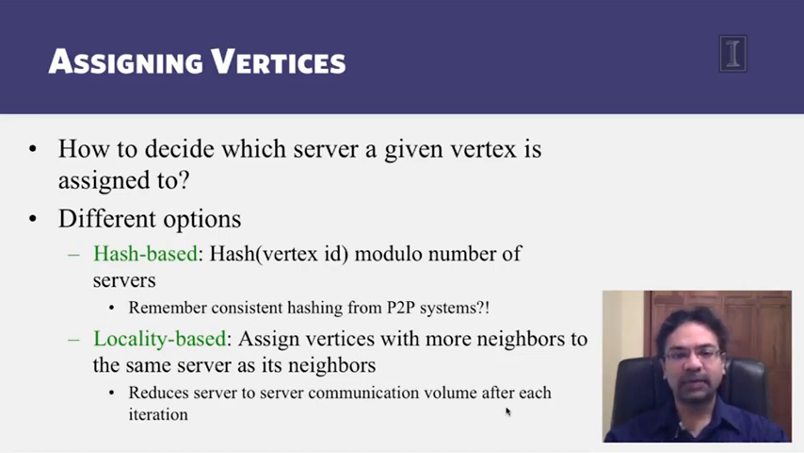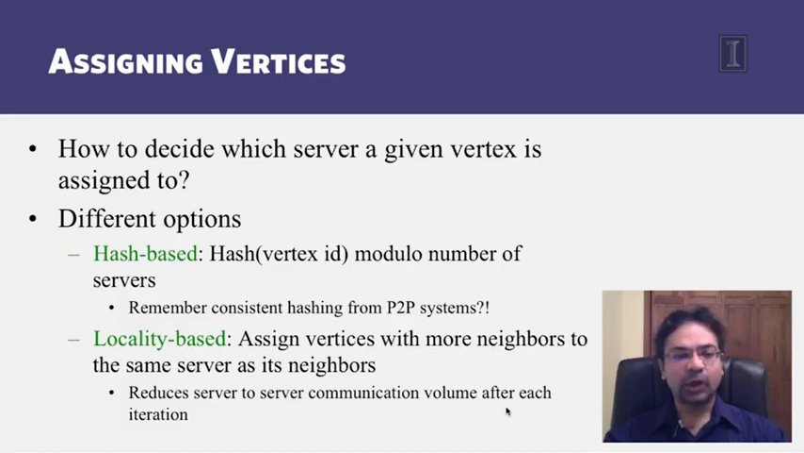The first is hash based, where you take the vertex ID, you hash it using a well-known hash function, and you then take modulo the number of servers, and whatever value you get is the server number to which that vertex is assigned. Okay, so again, this is random, but it's consistent, and this should be familiar to you because this is essentially just consistent hashing, as we've discussed in peer-to-peer systems when we discussed distributed hash tables like Chord.